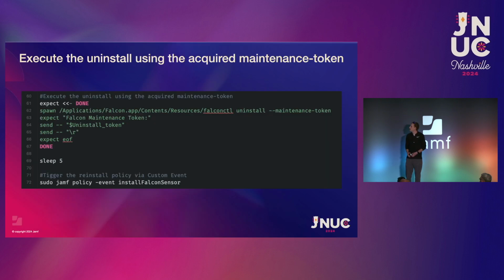And then the last step, back locally on the machine, we then execute the uninstall command. We're waiting for the prompt for the Falcon maintenance token, and then we pass the uninstall variable token along once that prompt has popped up. And then after that, you can make your recommended reinstall call for the sensor.